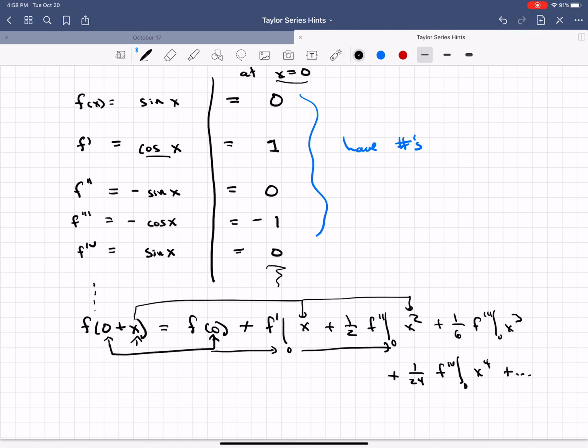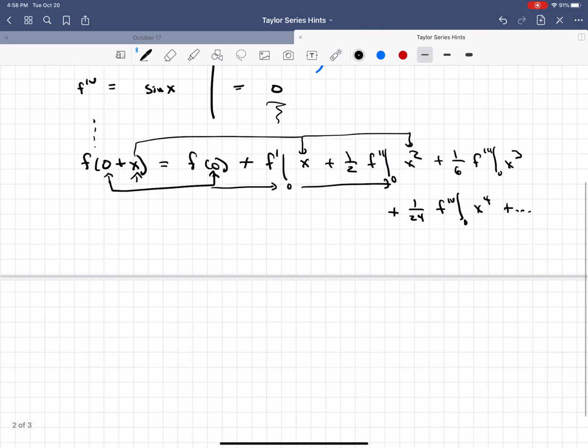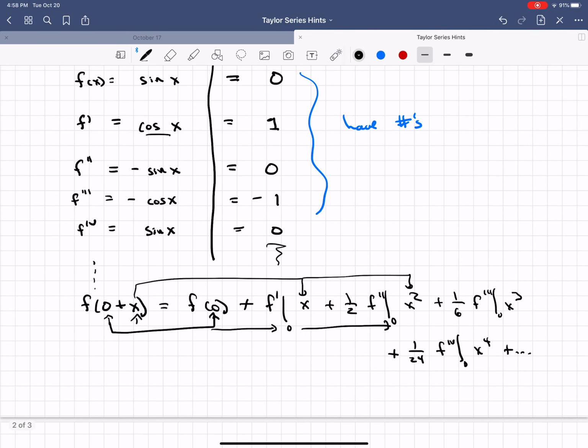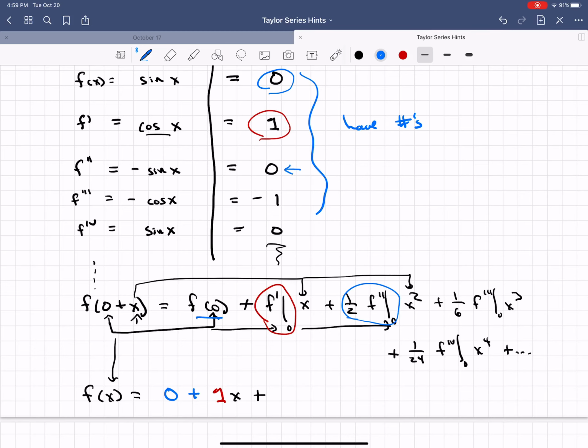So now the key is that I have the table, and because I have this table already prepared, I can now simply start to plug things in. So f at x, or f of 0 plus x, is f at 0. So f at 0 is this number, 0. Plus f prime at 0, that's this number, so that's 1 times the x. The second derivative at 0 is that number there, again at 0, times x squared.